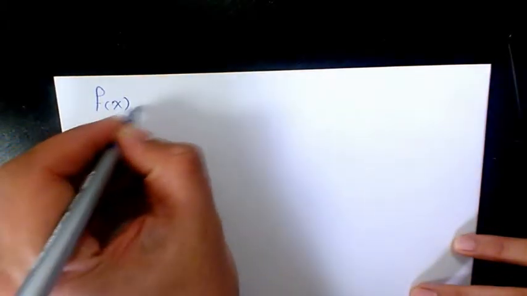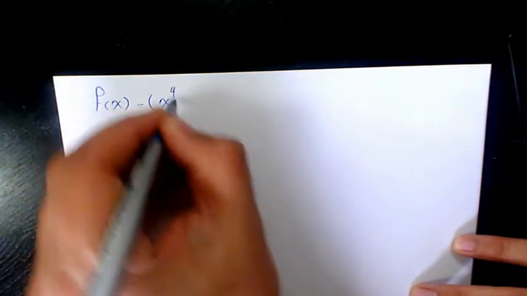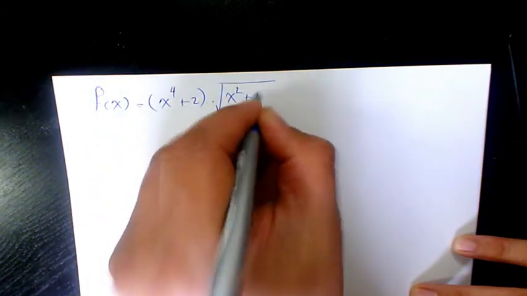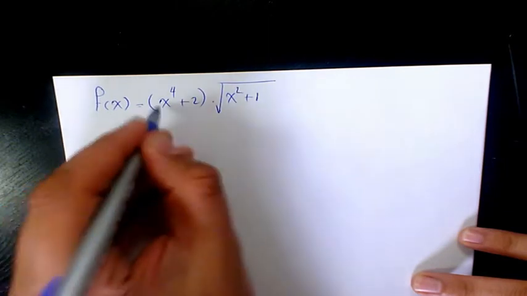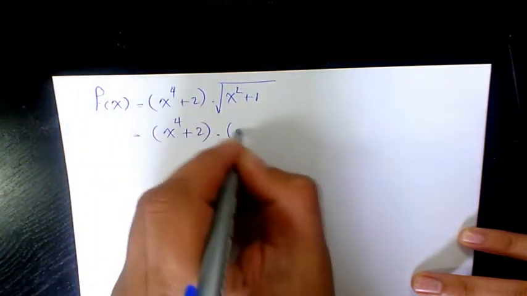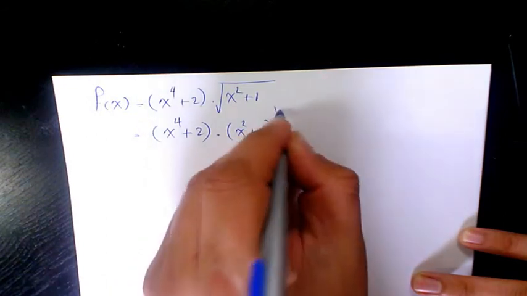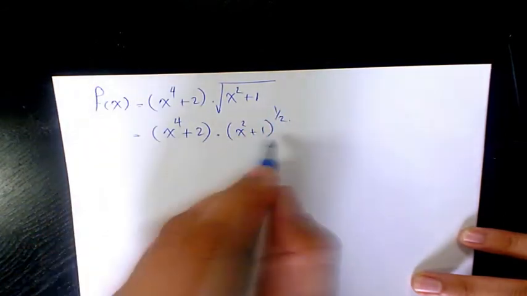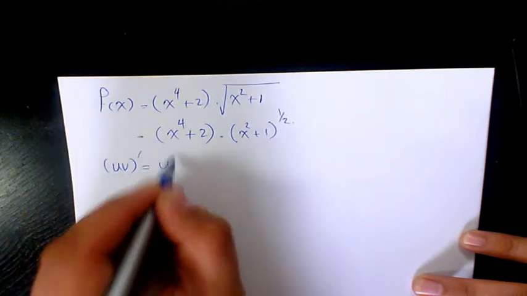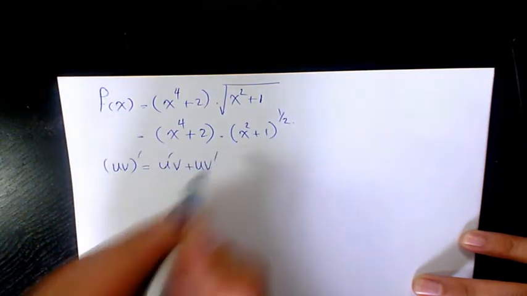Another example is f of x equals (x to the power of 4 plus 2) times square root of (x squared plus 1). So basically I'm going to write it as (x to the power of 4 plus 2) times (x squared plus 1) to the power of 1 over 2. Now we have again product rule, u prime v plus u v prime.